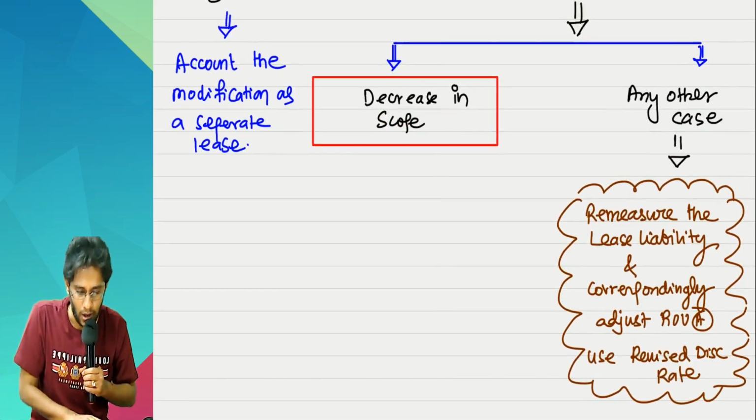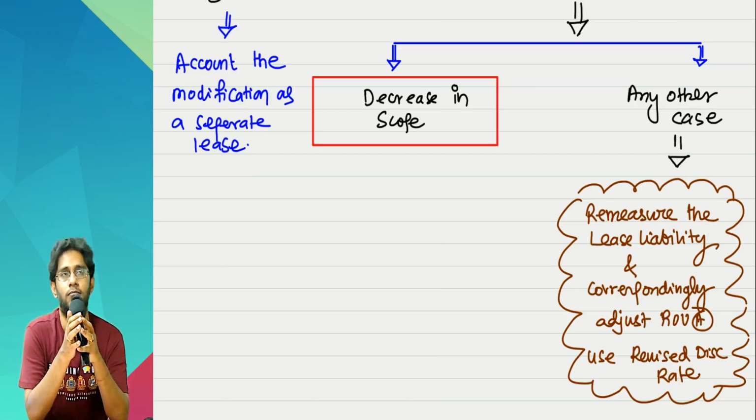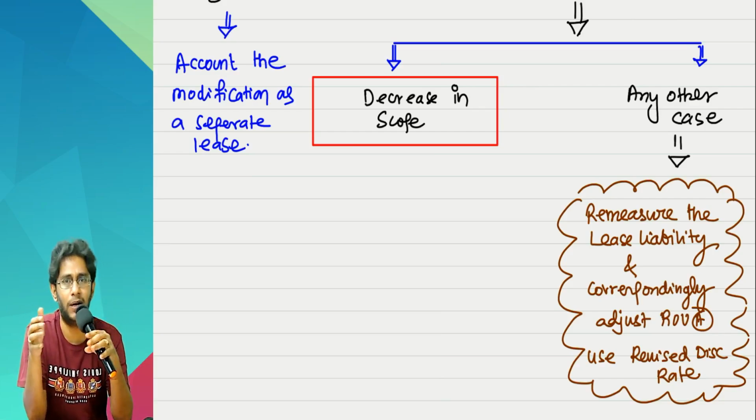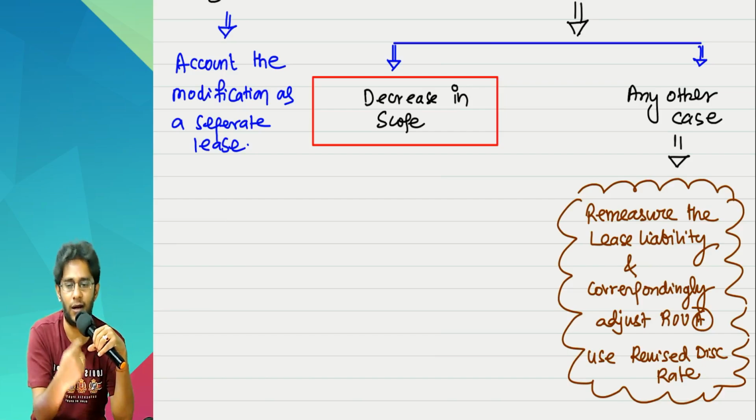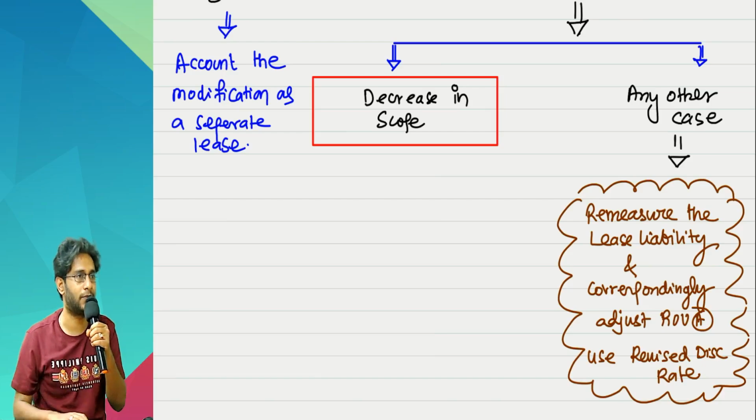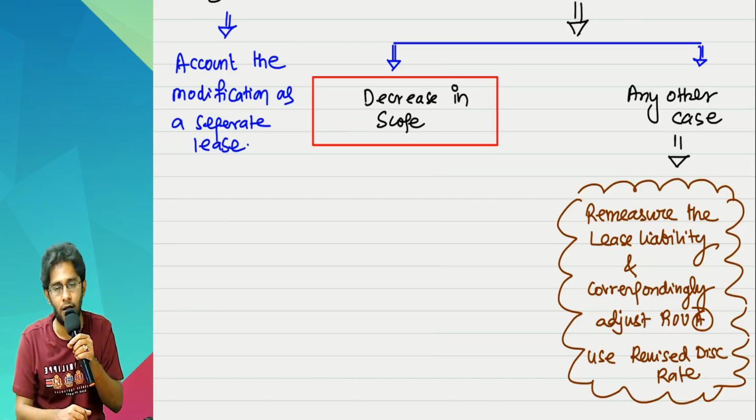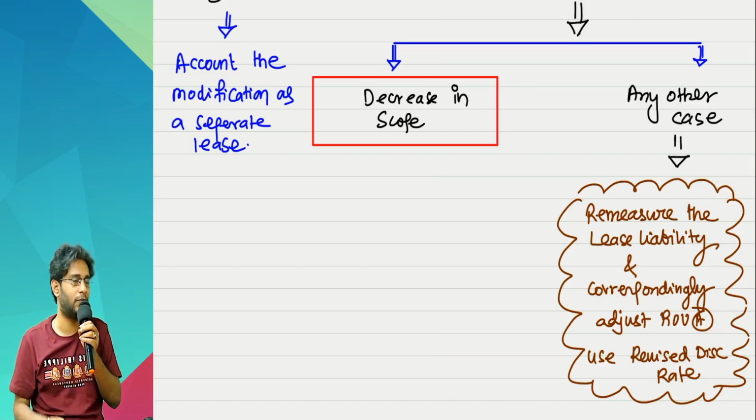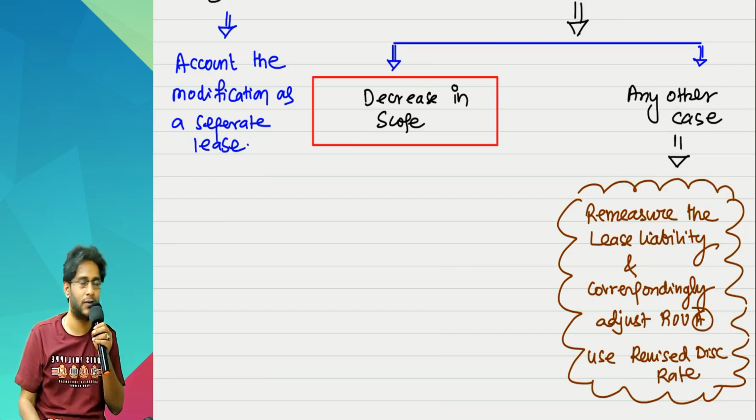Decrease in scope, one example I am giving. Listen. I originally took, let's say, some 10,000 square feet of land or 10,000 SFT of building on rent for a period of 5 years. I paid rent in the first year, second year. I am now standing at the beginning of the third year. I feel that this much SFT is not required. So we will not use 10,000 SFT, 5,000 SFT is enough for me. At the second year ending or third year beginning, I ran to the lessor.